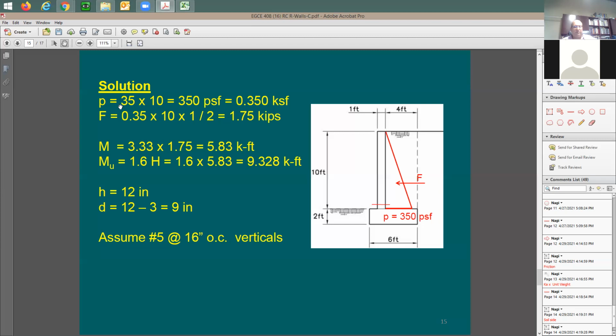So this here is going to be the soil pressure, hydrostatic soil pressure, if you like. And this is going to be 10 feet, which means the depth of the soil to the bottom of the wall. So right here, I have 350 pounds per square foot.